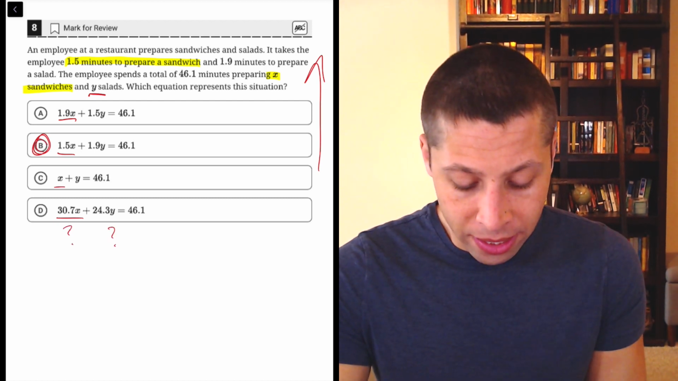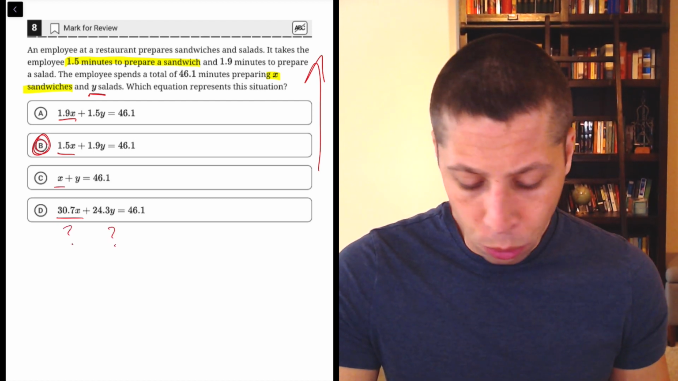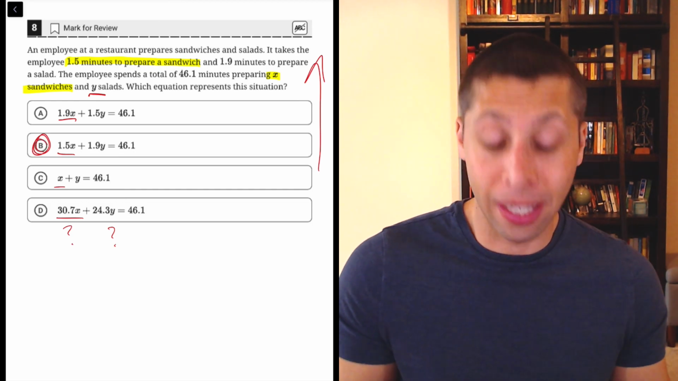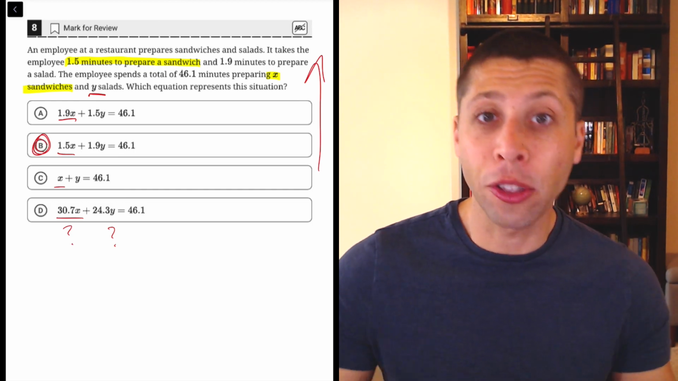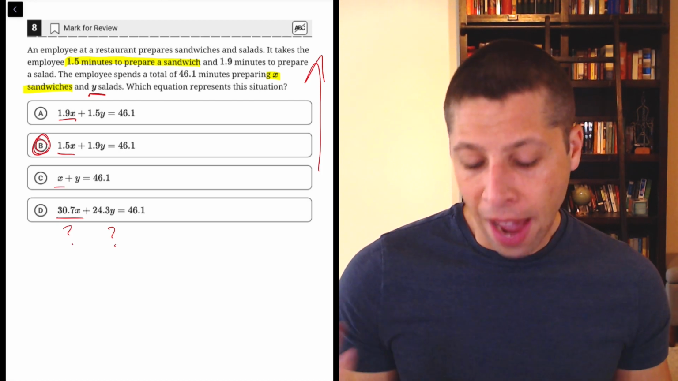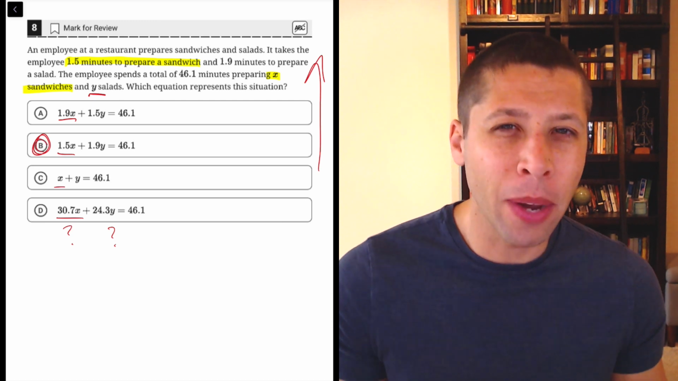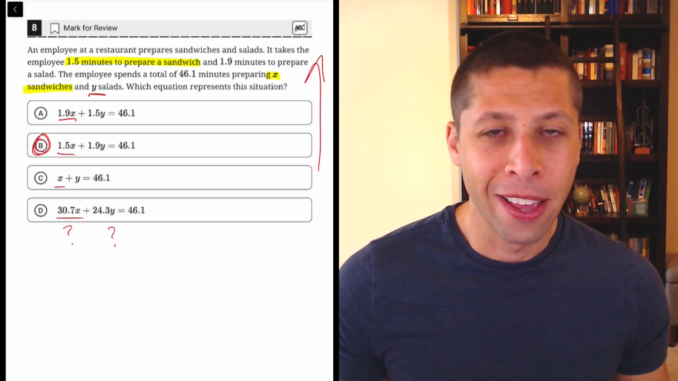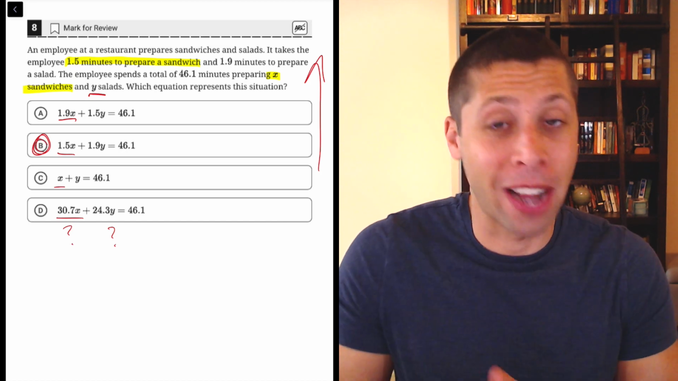I have no idea where 30.7 and 24.3 are coming from. I don't know what those are, so that doesn't make any sense to me. We can see in choice A that they're hoping that we confuse the x and the y and put the numbers on the wrong things. And then C, you'd probably be skeptical of anyway because you're like, well, why did they give me the 1.5 and the 1.9? Those numbers probably get factored in somehow.